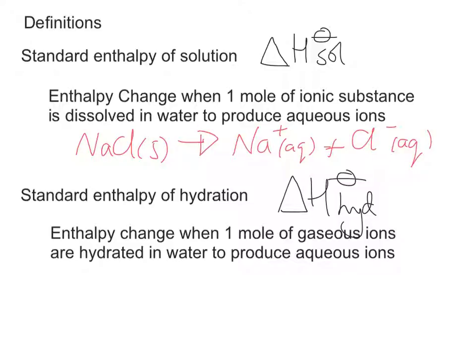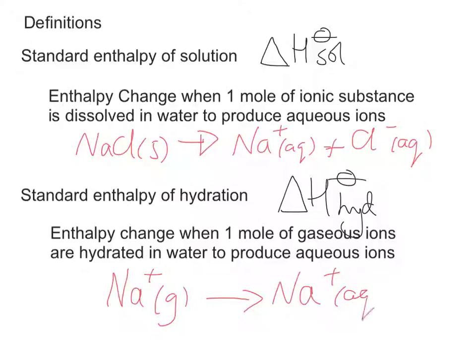Standard enthalpy of hydration, delta H hydration, is the enthalpy change when 1 mole of gaseous ions are hydrated in water to produce aqueous ions. So to explain that to you, to make a little bit more sense, it's when you're taking 1 mole of gaseous ions to produce 1 mole of aqueous ions. This may not make sense at the moment, but once we show the Hess's triangle, this will start to make sense to you.